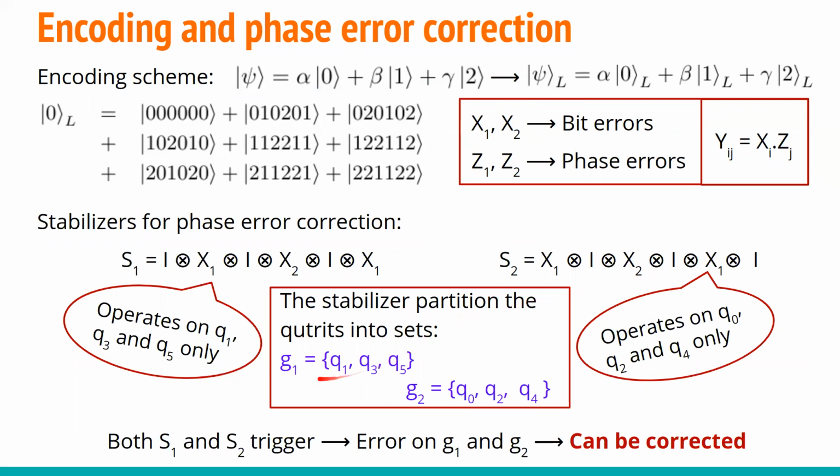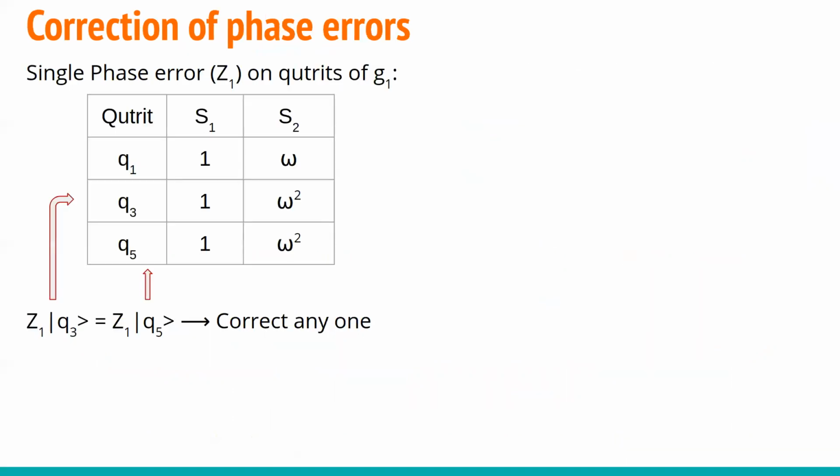And if an error occurs on this partition, then this stabilizer will have a non-unity eigenvalue. And otherwise, if an error occurs on this partition, then S2 will have a non-unity eigenvalue. So if at any point S1 and S2 both have non-identity eigenvalue, then what we can say is that we have simultaneous phase errors on G1 and G2. Now let's focus on one of the sets, G1. G2 will be exactly similar.